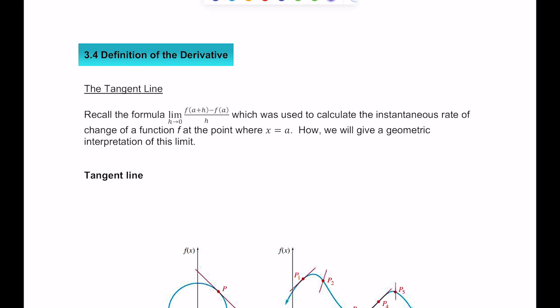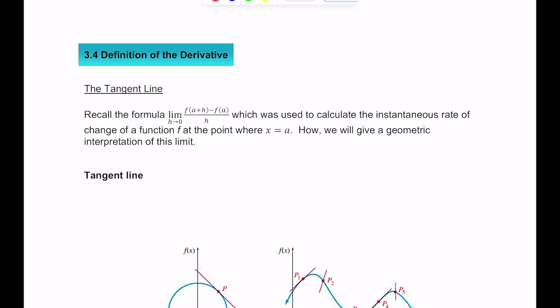Welcome back. In this lesson, we're going to look at the definition of the derivative. If you recall in the last section, we looked at a formula used to calculate the instantaneous rate of change of a function f at a point where x equals a. That equation was the limit as h approaches 0 of f of a plus h, where h is some constant, minus f of a, over h. And what we're going to look at here is something called a tangent line.